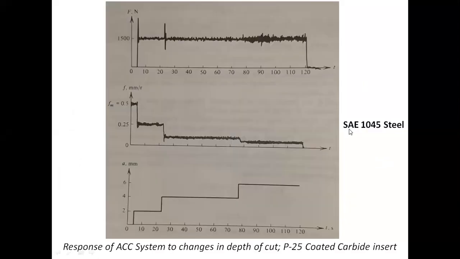And this is applied to this material, SAE 1045 steel. Okay, so these are the response charts. We want to have a constant load, and as the depth of cut was varying, the feed rate was changed accordingly. So that's what this adaptive control technology does without our calculations, right? Those complicated calculations are left to the computer.